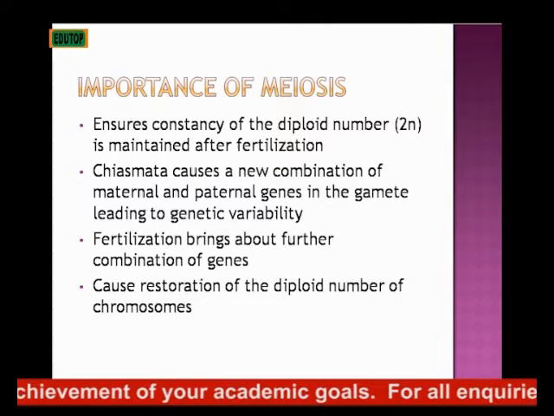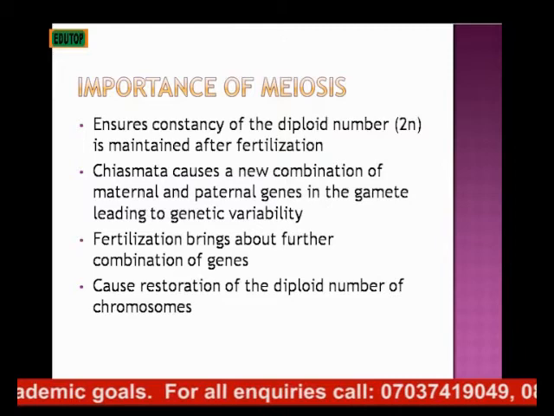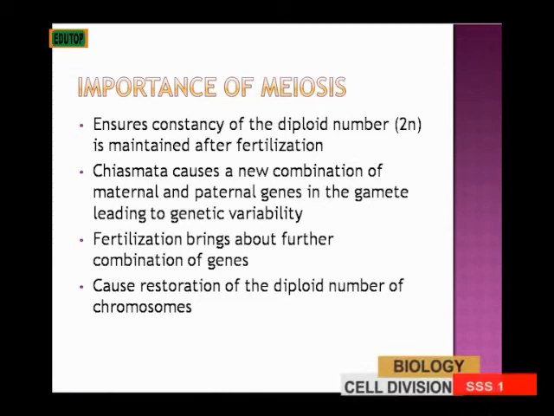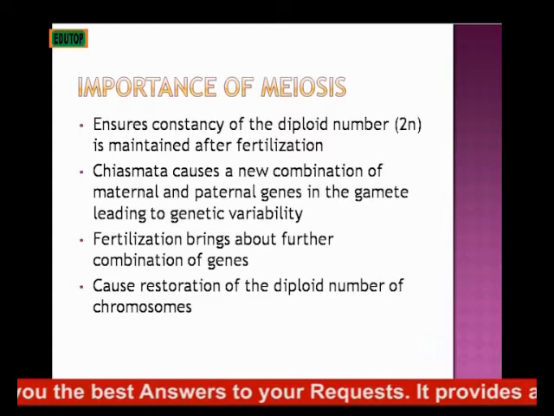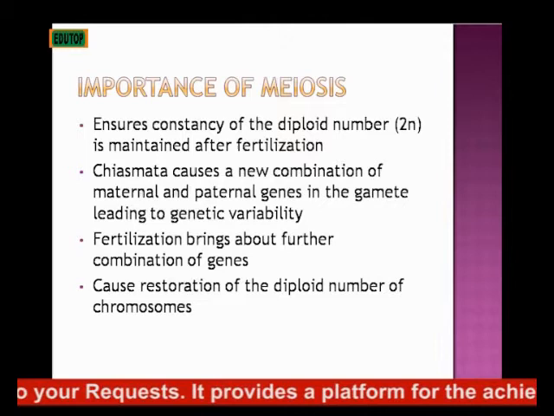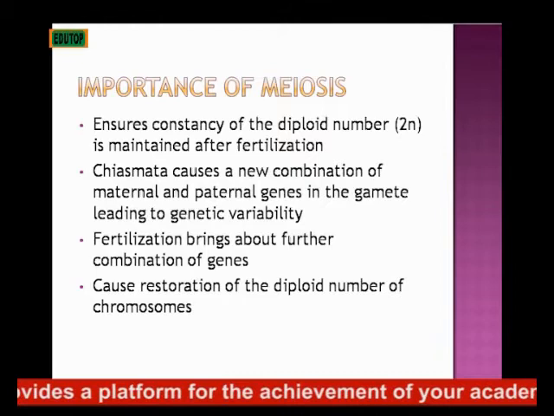So the new cell is not only maternal and not only paternal, but it's exhibiting the genes of the two parents. So there is a slight change. Somebody will say, I don't know who I look like, my mommy or my daddy. You don't look totally like the mother or the father. It's a combination of the two. So you have genetic variability.